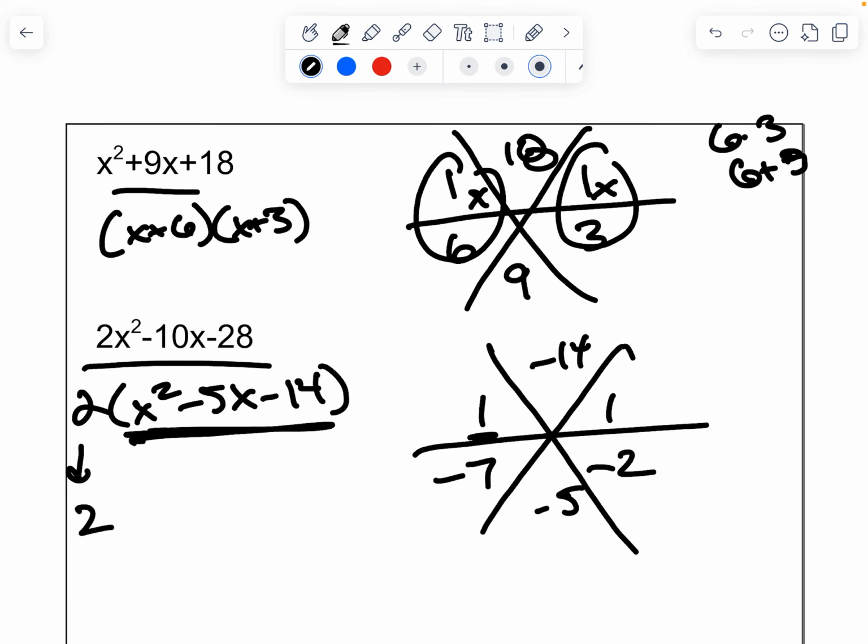We always just bring down something if we don't break it down any further. And that is, wait a minute, this has to be a positive 2. And that's our factored form there.